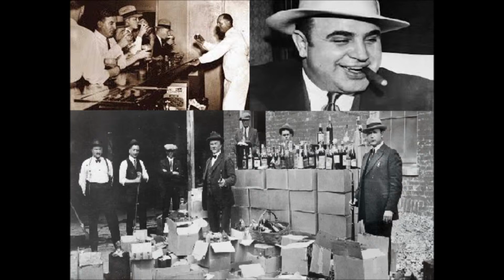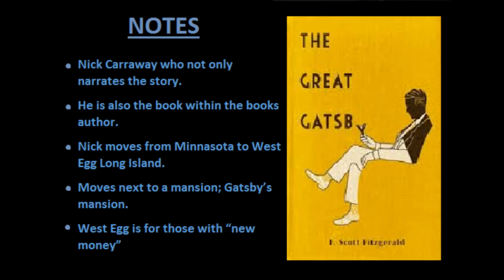Within this book, we are introduced to Nick Carraway, who not only narrates the story, but is also the book within the book's author. In the beginning, we are slightly introduced to who Gatsby is, leaving us with the hint that he is a captivating and mysterious man. Nick leaves Minnesota and he rents a house on a part of Long Island called West Egg, and he also moves in next to a mansion which happens to be Gatsby's mansion.